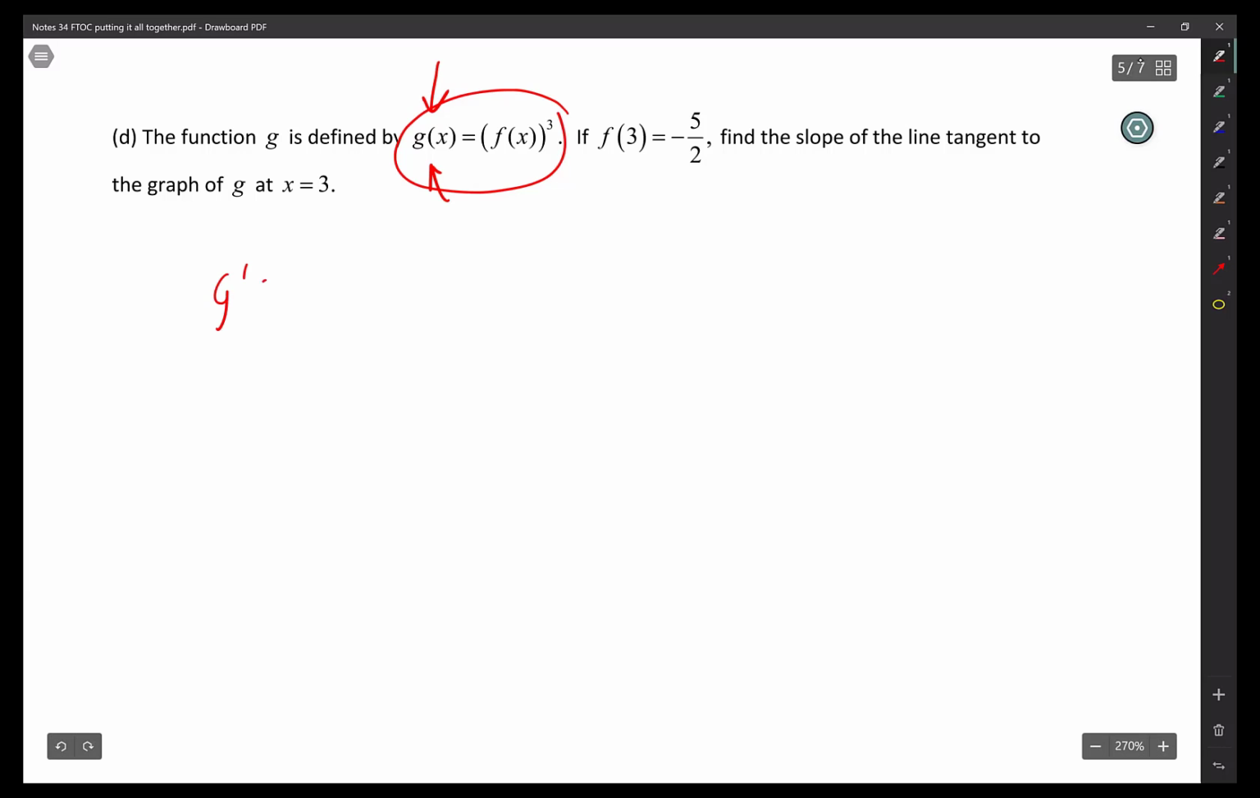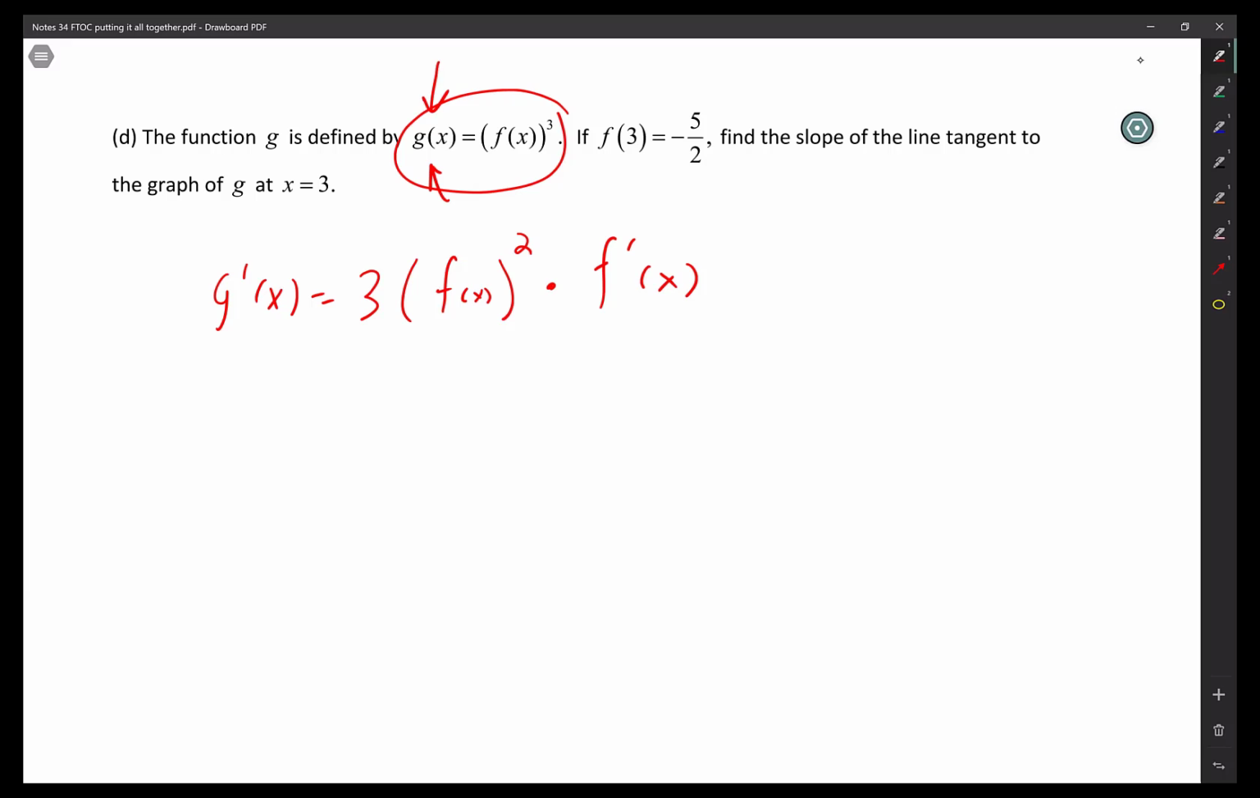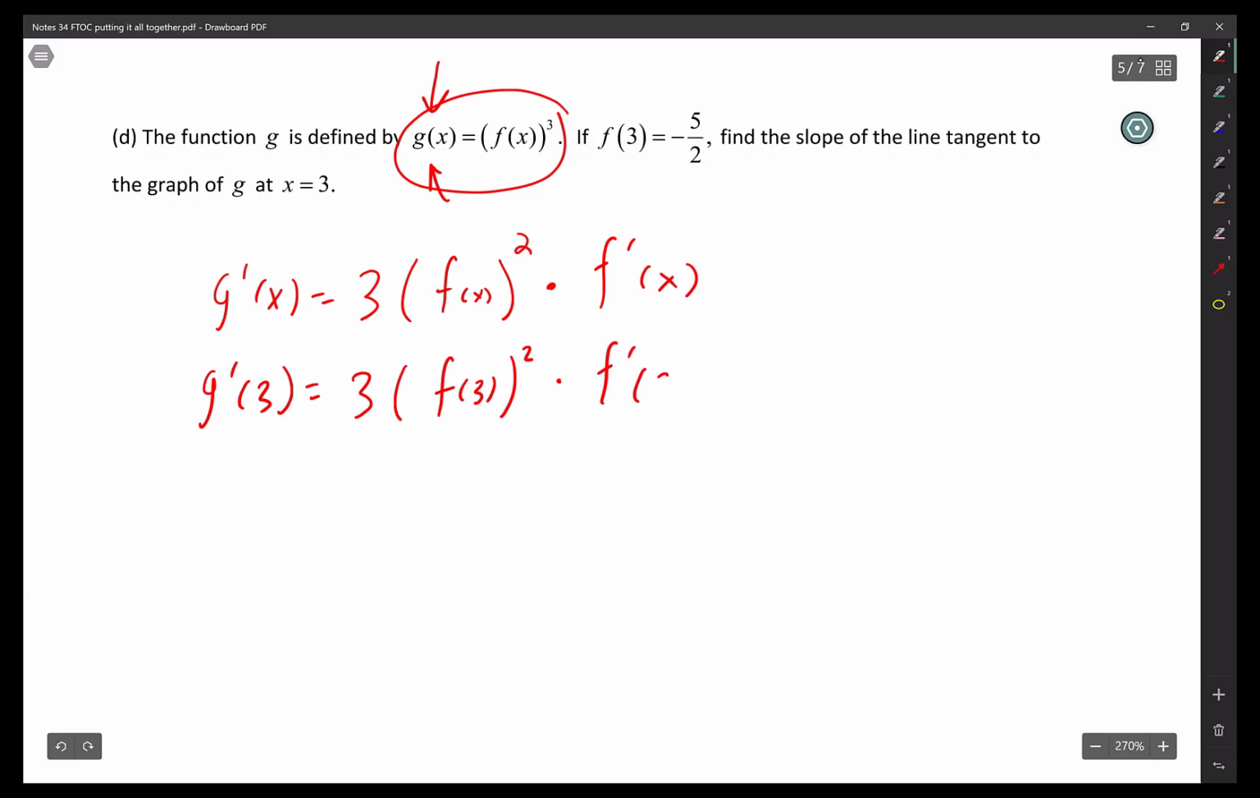Here we go. g prime of x is equal to derivative of the outside, 3, leave the inside alone, f of x, close, put a square on it, times derivative of the inside, f prime of x. I have everything. Chavez, no, you don't. Yeah, you do. We have everything. g prime of 3 is equal to 3 times f of 3, I'm just plugging in a 3 everywhere, times f prime of 3. On the side, they tell me what f of 3 is. And I know f prime of 3. How do I know f prime of 3?